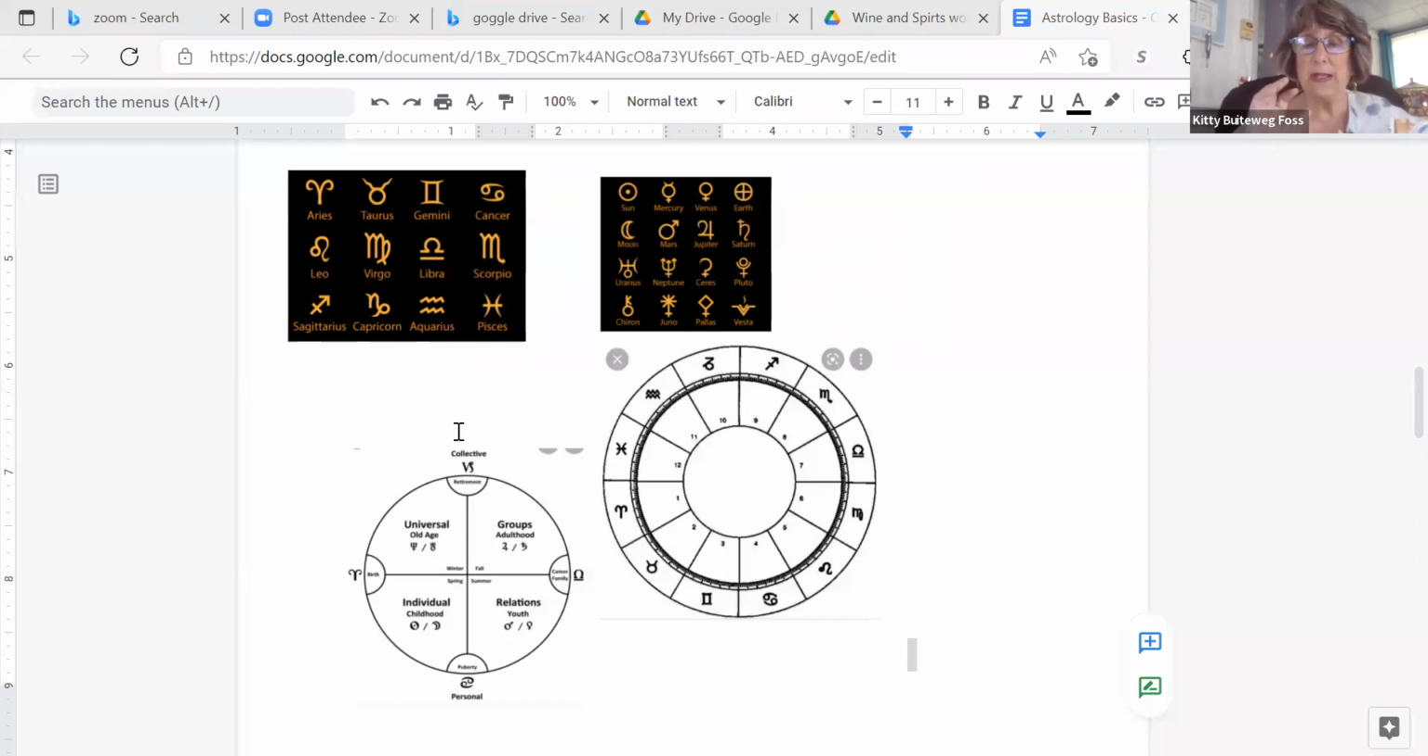So these are some of the things that we're going to be looking at when we take a look at our charts. But again, just take a breath. This is just to give you a basic introduction, and we're going to be going much further into all of these things. So I hope this was helpful.